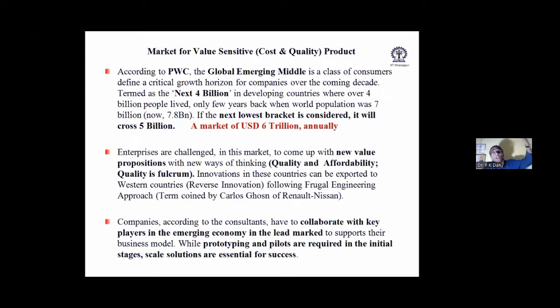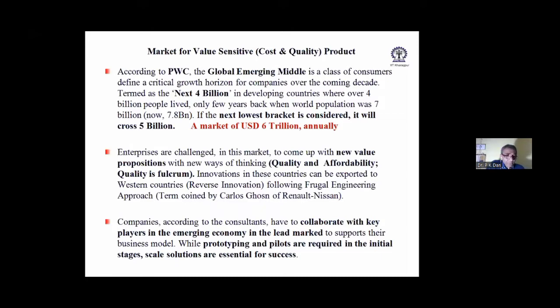Traditionally it is known as a trickle down effect. That is, innovation is happening in the Western countries and it is trickling down to emerging economy countries. But the concept of reverse innovation is trickle up. That means it will be developed in a lead market like India, and the same will be exported.